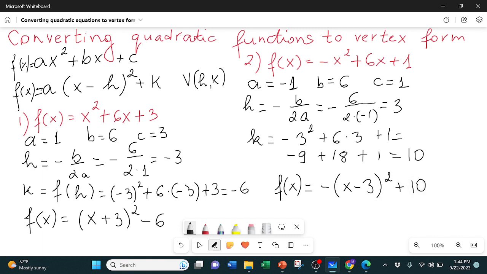So that's how, through these two examples, I explained how we could convert quadratic functions from standard form to vertex form.